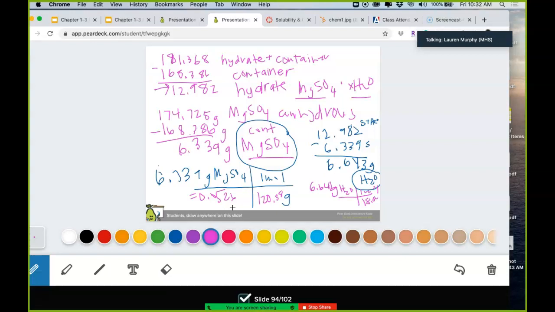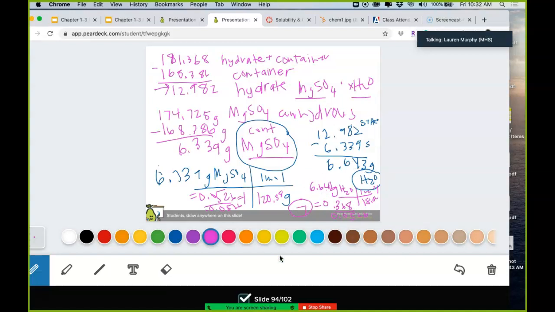Okay, and then you do the 6.641 divided by 18.02, and this one is 0.368 something. Okay, so who's the one with the least number of moles? Magnesium sulfate. So you divide everybody by magnesium sulfate. This comes out to be 1. And this comes out to be 7. So there's 1 magnesium sulfate and 7 waters.